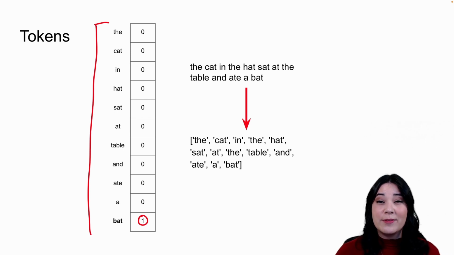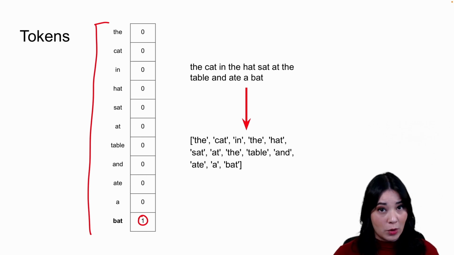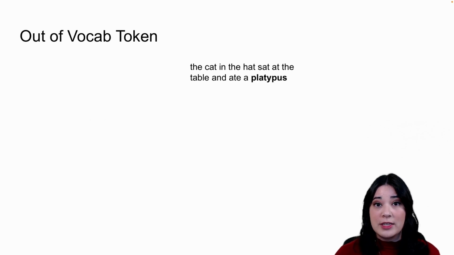But even if we have tens of thousands of words represented in these one-hot encoded vectors, we know that there are more words than that actually exist and could come up in our text. For instance, if we take this sentence that we've been looking at, the cat in the hat sat at the table and ate a bat, and replaced one of the words with a word we've never seen before, that could pose a problem for these one-hot encoded vectors. For instance, let's say we change the sentence to be the cat in the hat sat at the table and ate a platypus, or Perry the platypus.